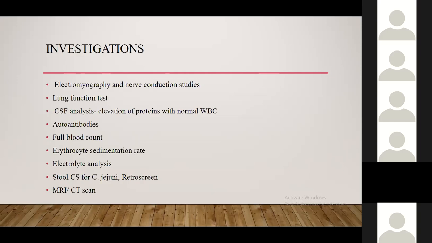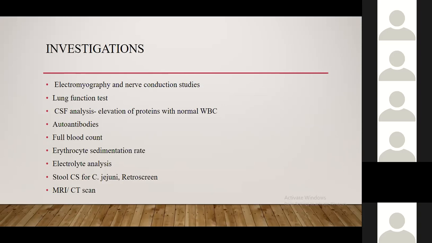Investigations: you can do an electromyography or nerve conduction studies, and lung function tests because of how important the respiratory system is to us. We look for autoantibodies because, as we just talked about, the body would make antibodies towards it. CSF analysis: usually when you look at CSF, there's elevated protein level and white blood cells because of the infection. Full blood count, inflammatory markers, and look for the organism.